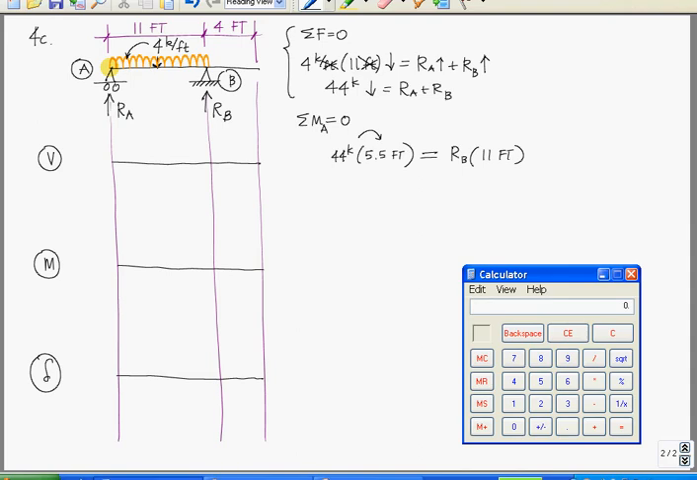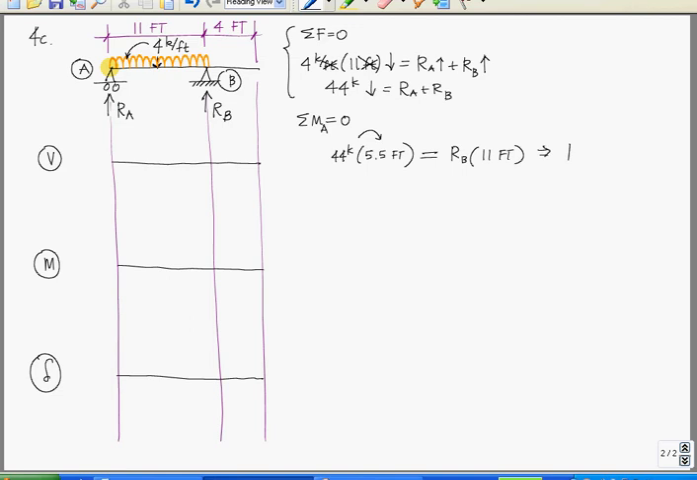Let's put this in our calculator. 44 times 5.5 divided by 11 equals 22. So R sub B equals 22 kips. Feet cancel. And now to solve for the reaction at A, we have to plug it back into this equation. So we have 44 kips equals R sub A plus 22 kips. Subtract out 22 from both sides, yielding R sub A equals 22 as well.